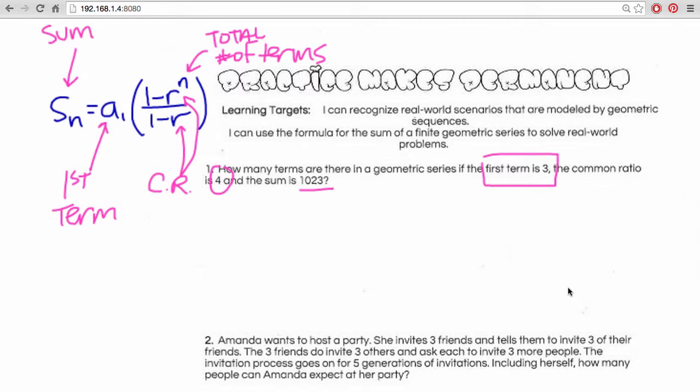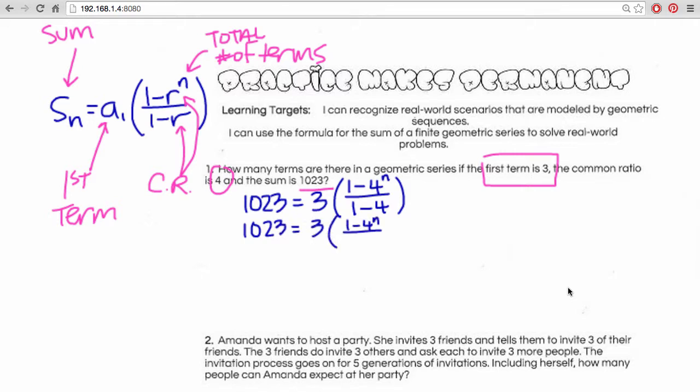So let's substitute all the terms that we know into our equation. So our sum is going to be 1023, and that's going to be set equal to our first term, which is 3, times 1 minus the common ratio to the n power, because we don't know n, divided by 1 minus common ratio. Let's go ahead and follow order of operations. So we've got 1023 equals 3 times 1 minus 4 to the n over negative 3.